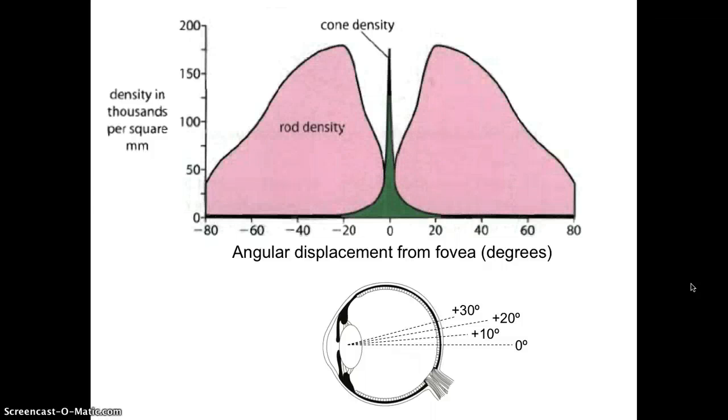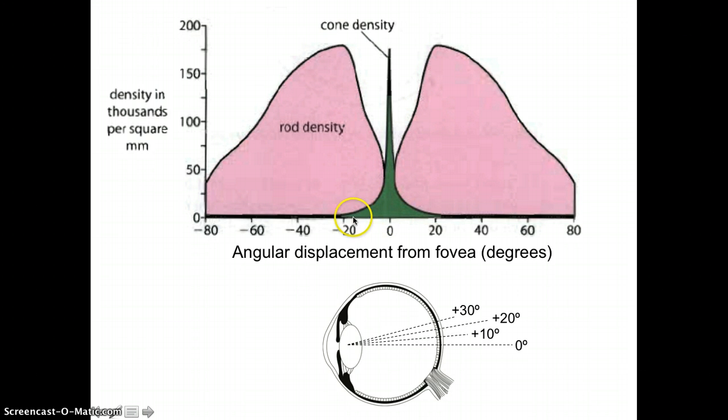Okay, so there's a chart that we use for showing the distribution. The x-axis is the angular displacement from the fovea in degrees. It's how far away we've gone. The y-axis is the density. So when we are at the fovea, 0 degrees away, there are tons of cones and no rods at all. The rods are at 0.